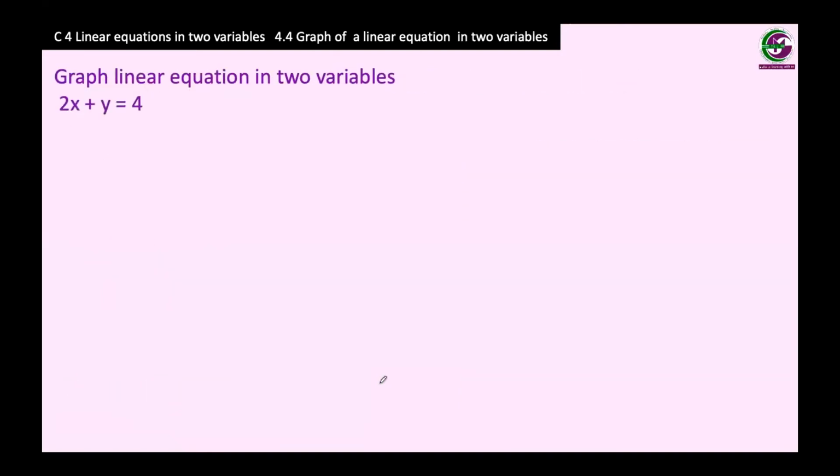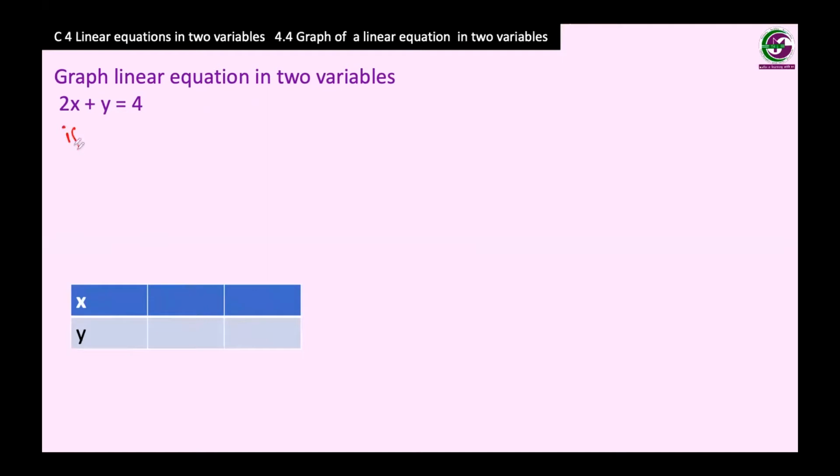So let us see with an example. Graph the linear equation in 2 variables, 2x plus y is equal to 4. To graph, we have 2 methods. First method, the easier one. What we have to do is, we draw a table with 3 columns, first x, then y. Here we write two values of x and 2 values of y, so that we will get 2 coordinates, one for x and y, again another x and y. Let's see how it works.